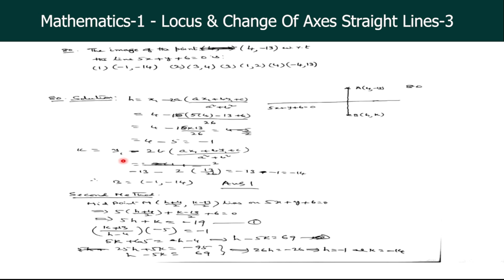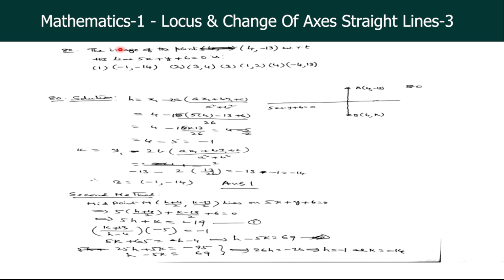And k is equal to y1 minus 2b into (ax1 + by1 + c) by (a square + b square), which is nothing but minus 13 minus 2 into 13 by 26, that is minus 13 minus 1, which is minus 14. So therefore, the image of (4, -13) in the line is nothing but (-1, -14). So (-1, -14) means option number 1. Correct option is option number 1.